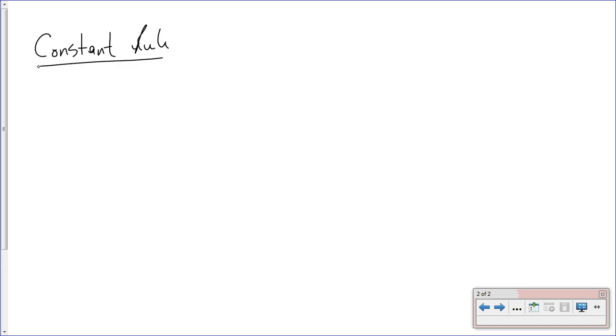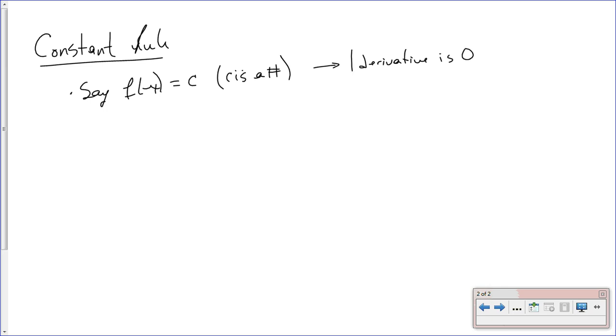All right, the constant rule. The constant rule says, say f of x equals c, where c is a number. Okay, important, c has to be a number. The derivative is always 0. All right, so the derivative of any constant term will always be 0.